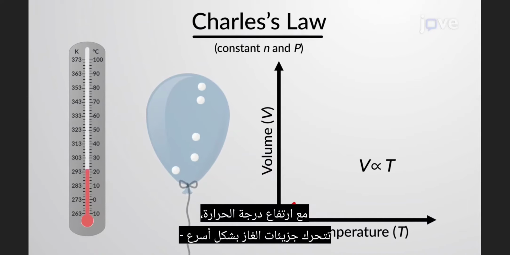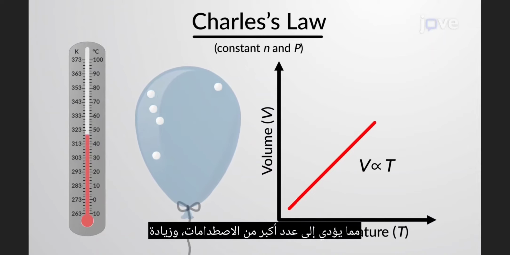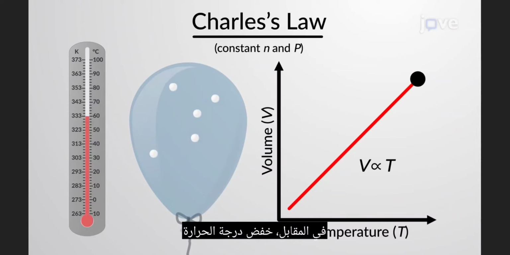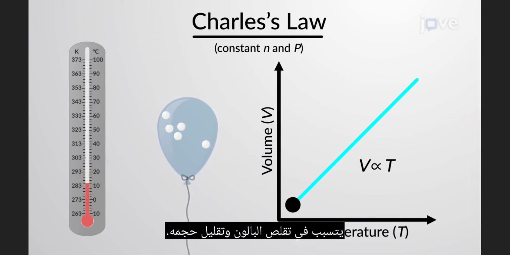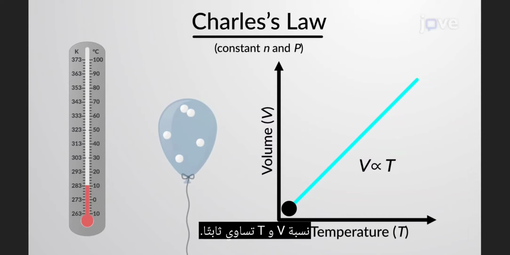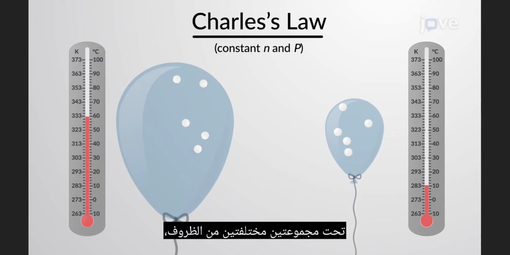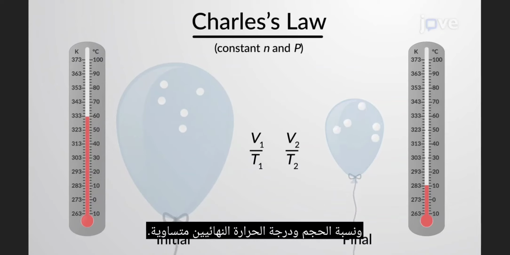With a rise in temperature, the gas particles move faster, resulting in a greater number of collisions and increasing the volume of the balloon. In contrast, lowering the temperature causes the balloon to shrink and decrease in volume. The ratio of V and T equals a constant. Under two different sets of conditions, the ratio of initial volume and temperature and the ratio of final volume and temperature are equal. Now, suppose the balloon is inflated with more air.